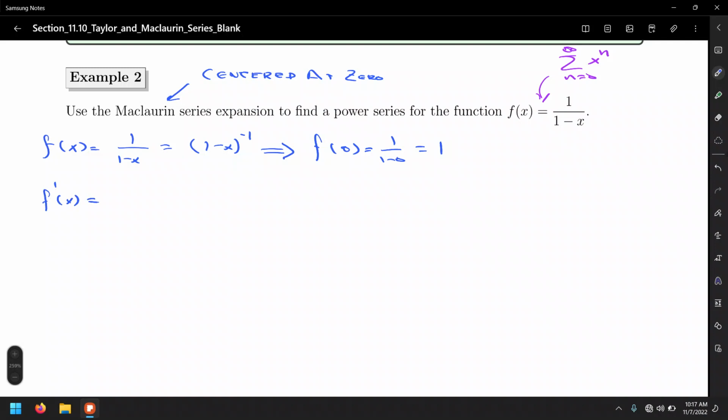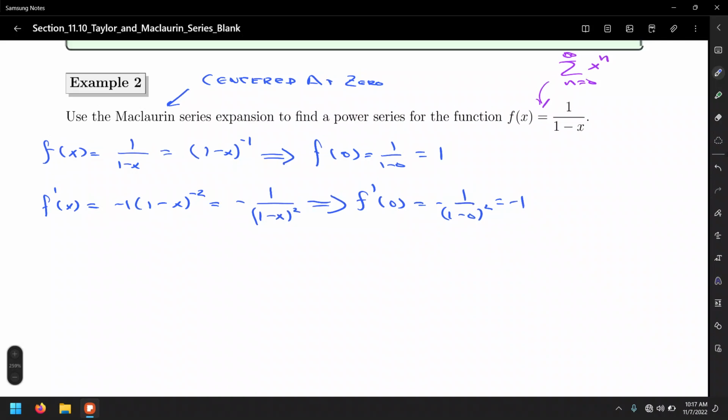Taking the derivative, so negative 1 times 1 minus x to the negative 2, and rewrite it as negative 1 over 1 minus x quantity squared. Evaluate the first derivative at 0, so that's a negative 1 over 1 minus 0 quantity squared, and that's a negative 1.